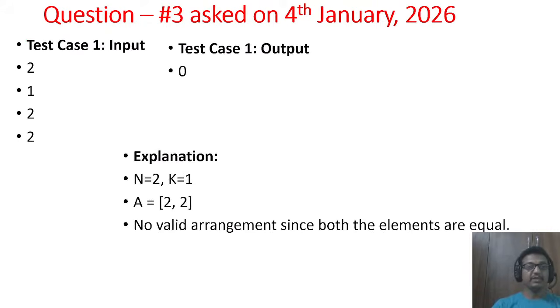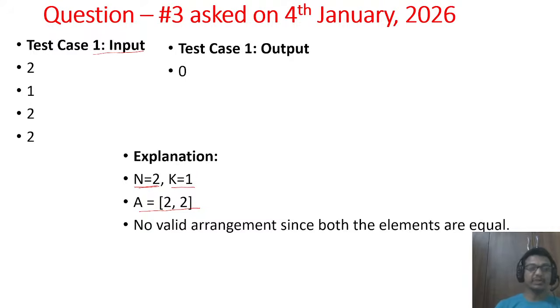Here you are given the test cases. The first test case input is 2, 1, 2, 2. The first line indicates the n value, so there are two values in the array. K indicates how the value should increase. This is called an ascent. K value 1 means the number should increase by 1 here. Then the next two lines form the values in the sequence, array A. So 2 and 2 are the values present in this sequence.